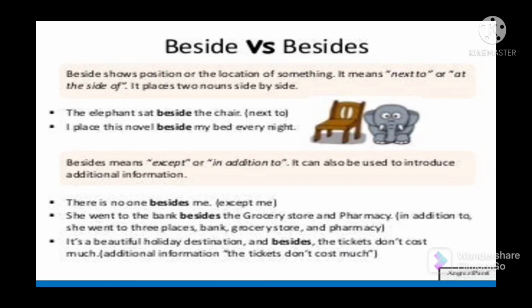Yes. So now let us discuss what are those commonly confused prepositions. The first one is beside and besides. Normally we get confused in the usage of these. So when do we use beside? Beside shows position or the location of something. That means beside means next to or at the side of. It places two nouns side by side.